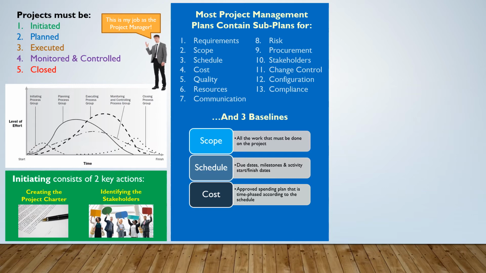And the cost baseline is our approved spending plan, which is time phased according to the schedule, meaning when do we need to buy certain things on the project? When do we need to spend money for certain things? So it's our spending plan.